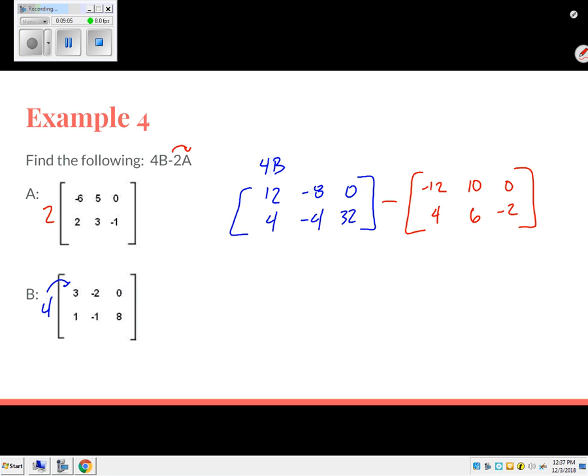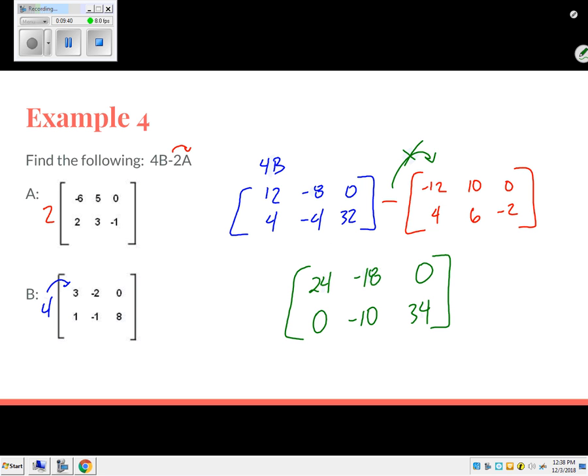It's a great question. It combines everything I'm trying to do in this video in one problem right here. So now, I'm just doing some subtraction. You could think to pull through a negative if you want to. I'm not going to do that. I'm just going to subtract my numbers. I'm going to take 12 minus -12, and call that 24. I'll take -8 minus 10. That's -18. I get 0 minus 0 and 4 minus 4. -4 minus 6 is -10. 32 minus -2 is 34.